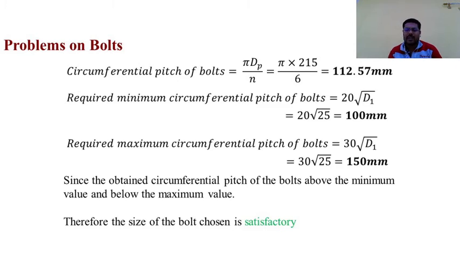The circumference value we got in this problem is 112.57. Therefore the minimum value is 100 mm and the maximum value is 150. The value lies between the minimum and the maximum. Since the obtained circumference pitch of the bolts is above the minimum value and below the maximum value, the size of the bolt is chosen as satisfactory. This is the solution for this problem.